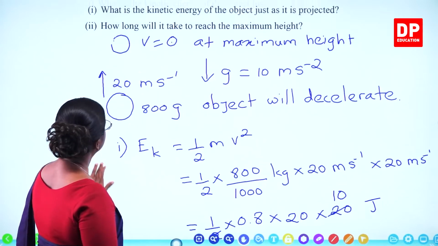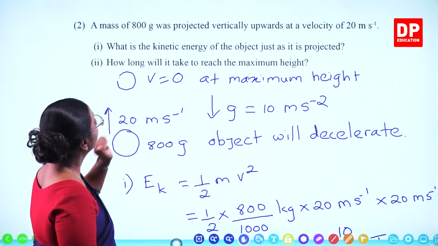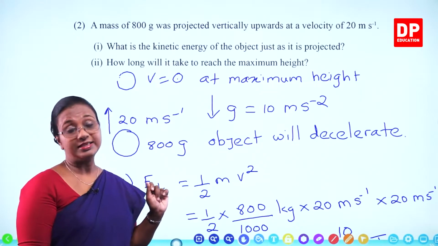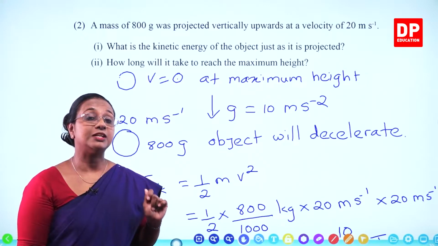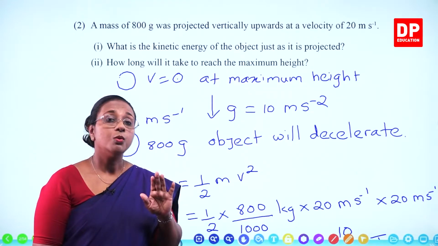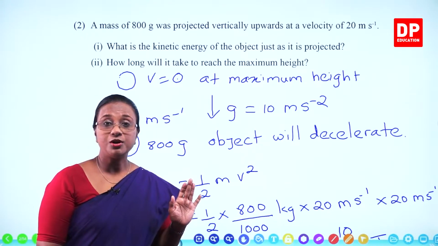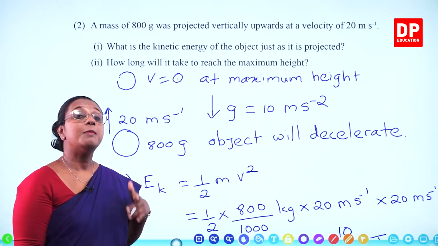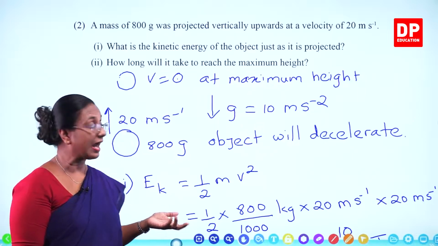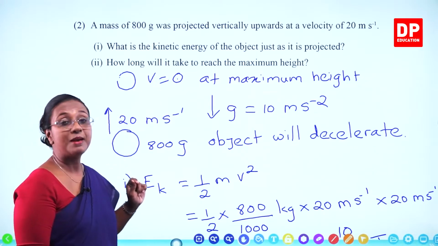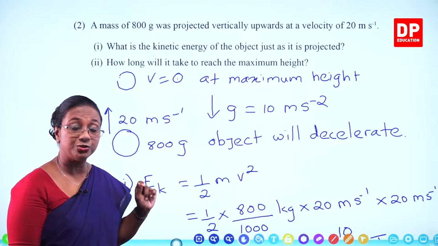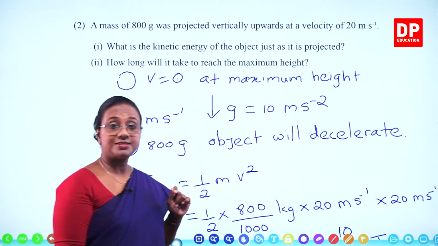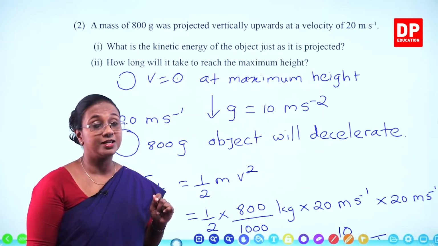Then the second question. How long will it take to reach the maximum height? How do you find that? How long will it take to reach the maximum height? What is the information you all already know? You know the initial velocity of the object. But from the knowledge you have, you know when it goes to the maximum height, the velocity is going to be 0. So then you know the gravitational acceleration, 10 meters per second square.